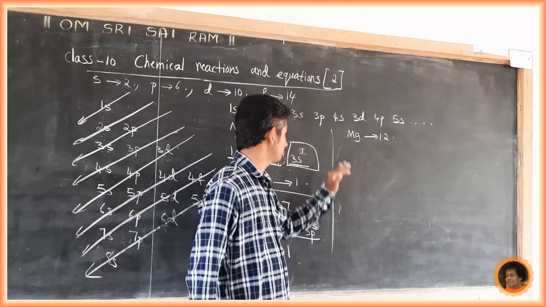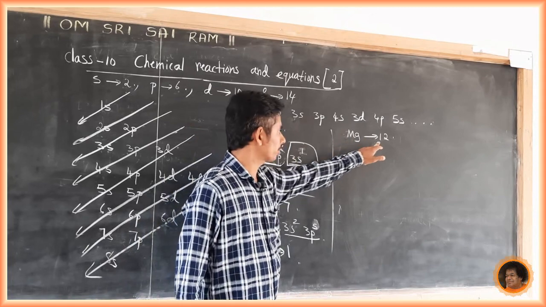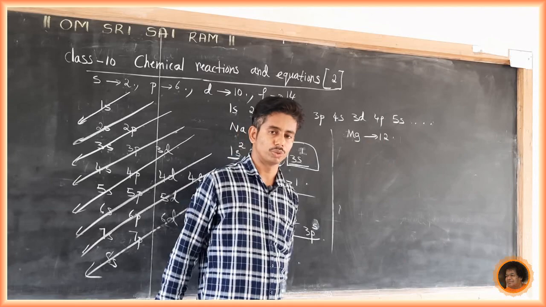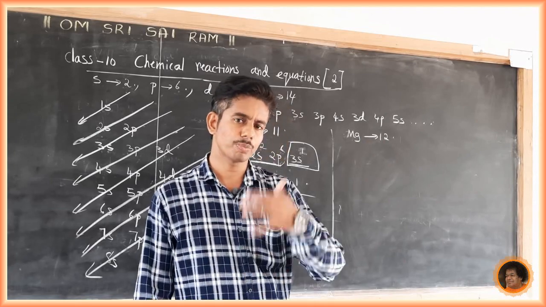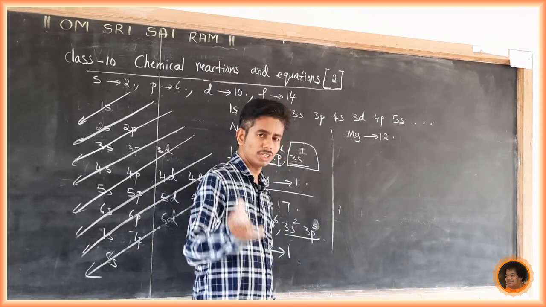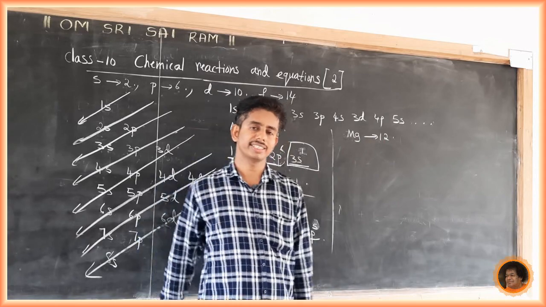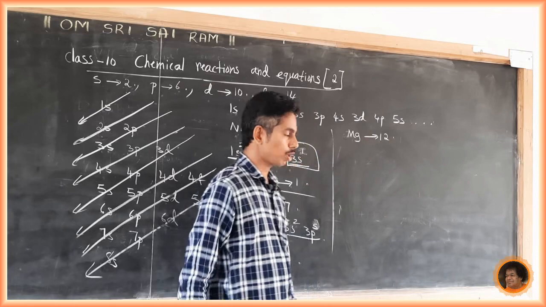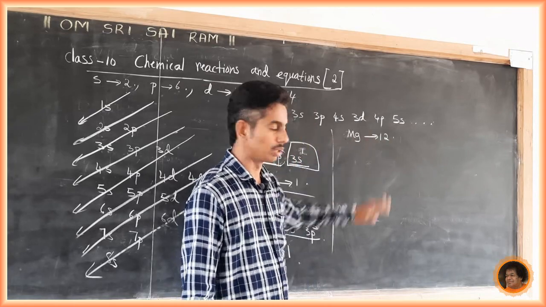Now, another element, magnesium. Its atomic number is 12. It means the total number of protons present in magnesium is 12. What is the total number of electrons present in magnesium? It is also 12, because the total number of protons is equal to the total number of electrons. So, the number of electrons present in magnesium is 12.